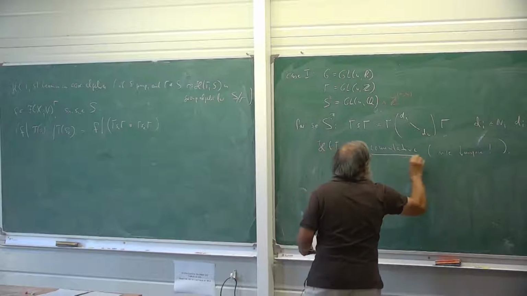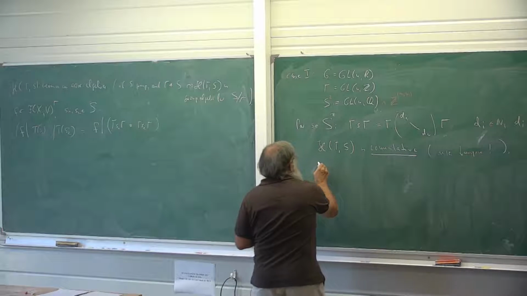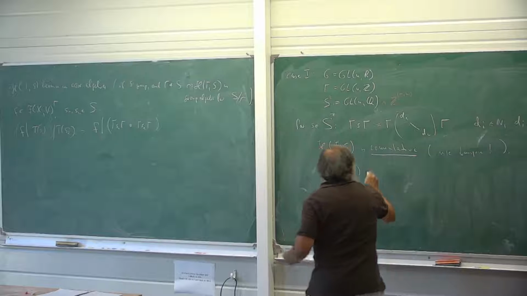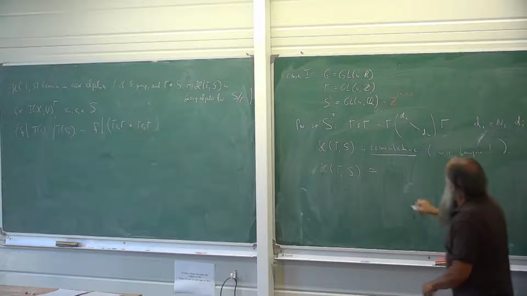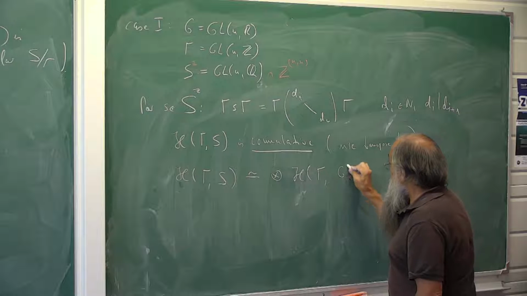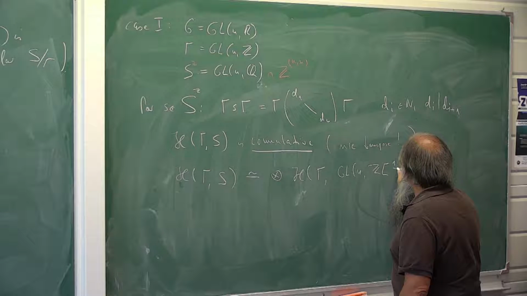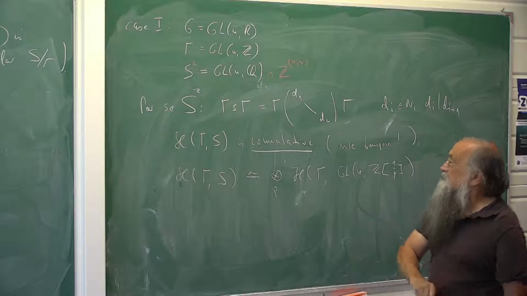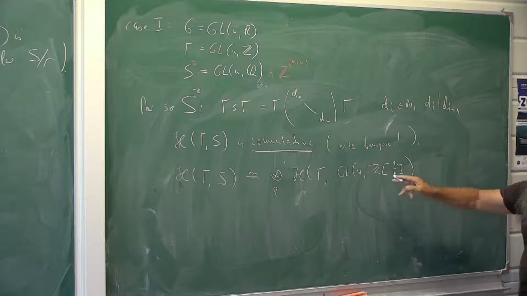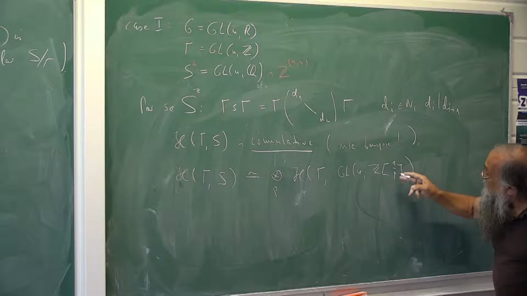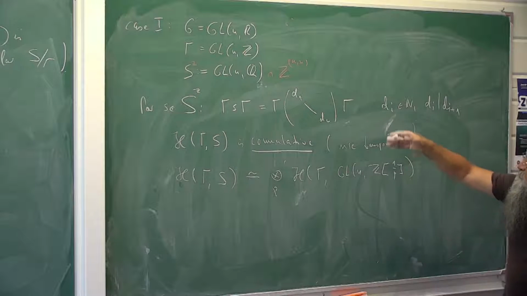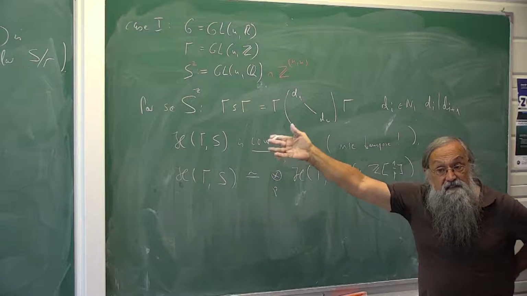So that's already nice, but something else happens. This HΓS can be decomposed in the following way. It's a tensor product of HΓ GL_n(Z[1/p]), where I allow all primes and I take a restricted tensor product, meaning that only finitely many components are not the identity. So here I just allow denominators in p. Or if you wish, if you take integral matrices as S, the determinant is a power of p.